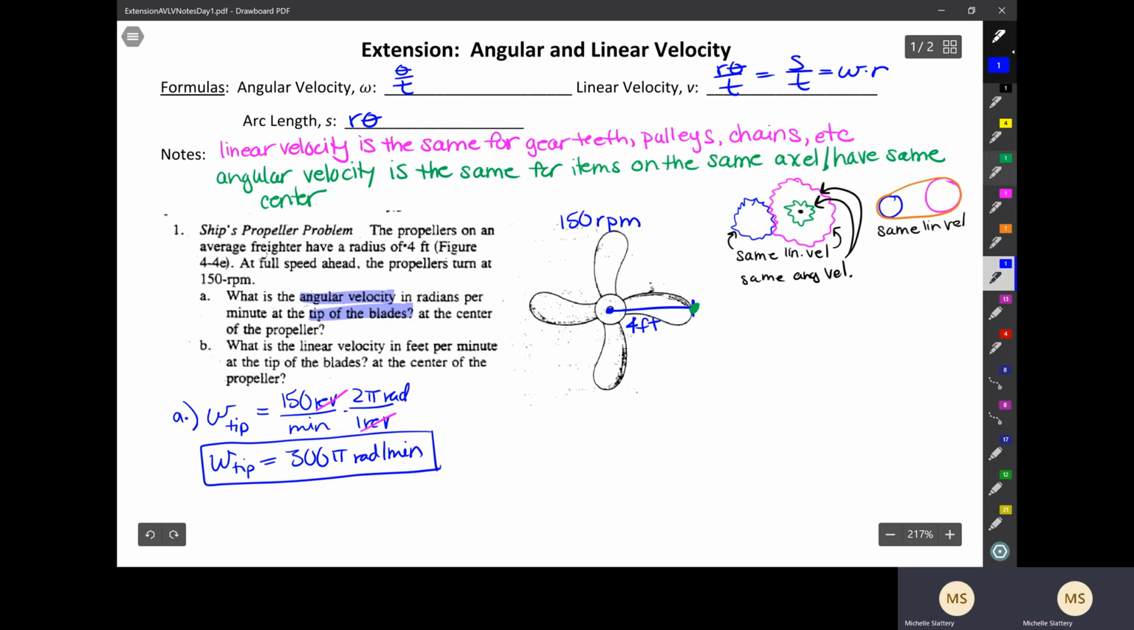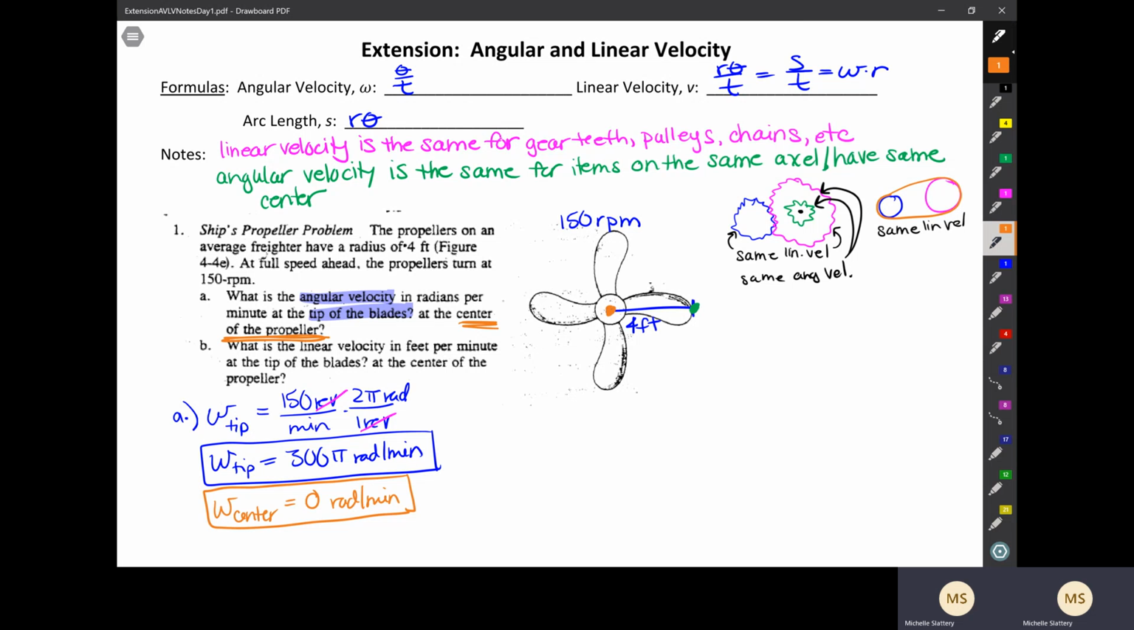All right, well then it's asking us to find the angular velocity at the center of the propeller. Well, angular velocity is angular displacement over time. So if you have a point that's here at the center, it has no angular displacement. It's going to be 0. So that means that the angular velocity at the center is simply going to be 0 radians per minute, because that angle is not actually moving because your point is exactly at the center.